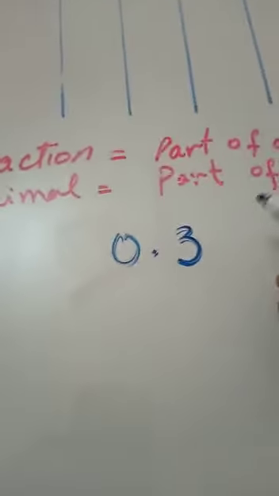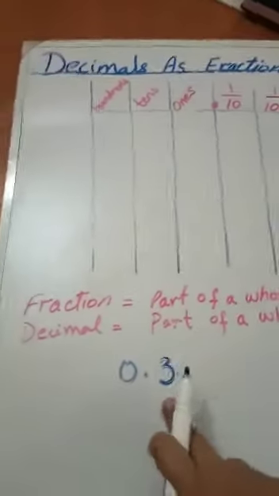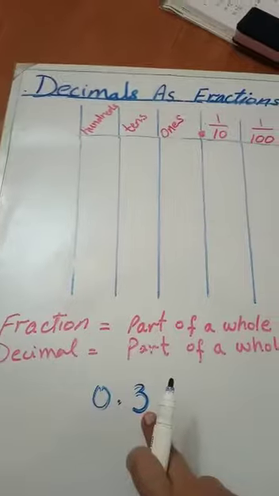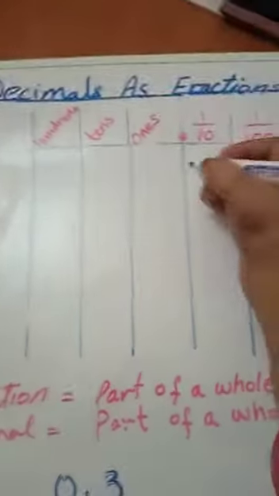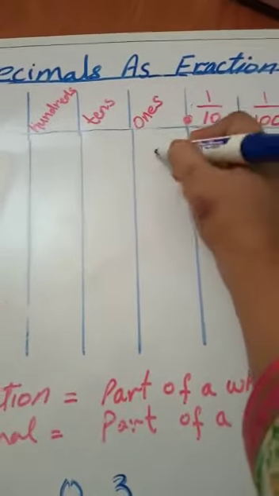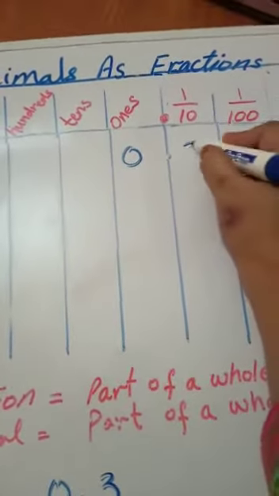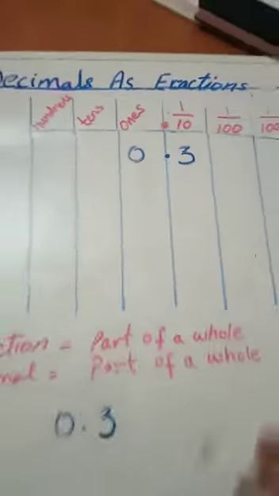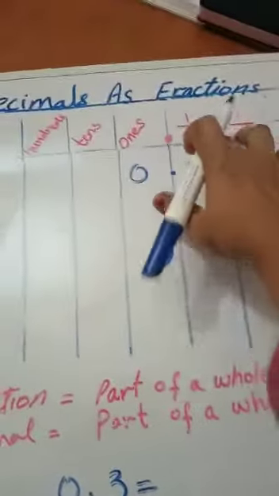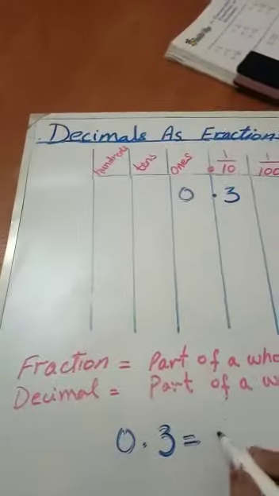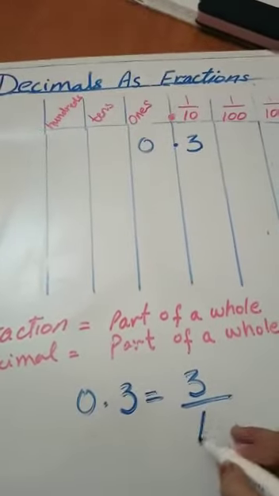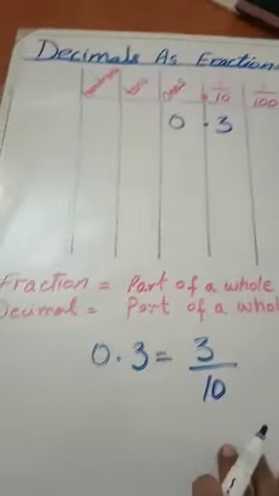0.3. You have to change this decimal into fraction. So we have to put this value into the place value chart. This is the decimal place, and this is 0, this is 3. Okay, now you know that 3 is at the 10th place. So we can write like this: 3 is a numerator and 10th is a denominator.